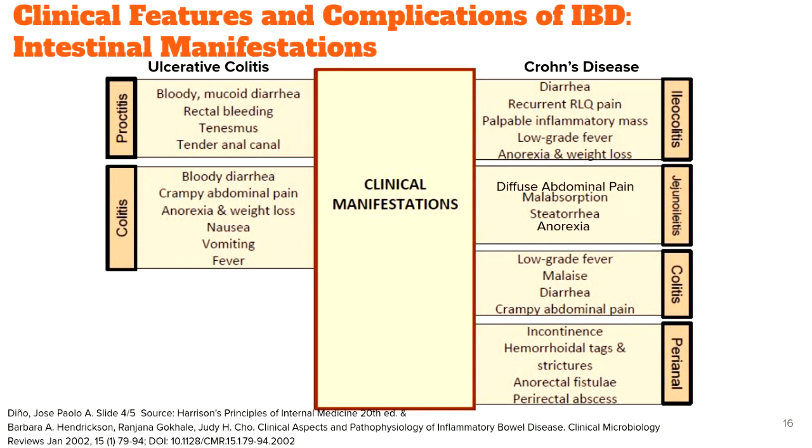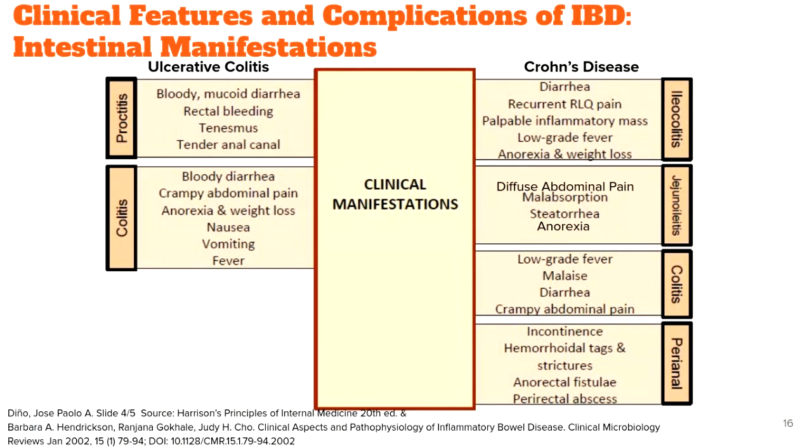For ulcerative colitis, it may manifest as proctitis and colitis, and usually at the same time. Proctitis is the inflammation of the rectum, and colitis is the inflammation of the colon. While Crohn's disease, since it involves more segments of the GI tract, may have more manifestations, including the following. First is ileocolitis, presenting with diarrhea, recurrent RLQ pain, palpable inflammatory mass, low-grade fever, as well as anorexia and weight loss.